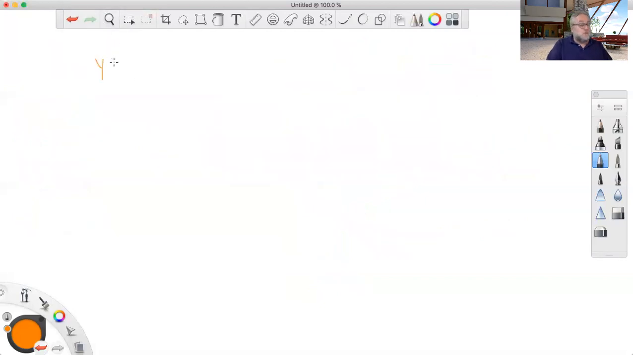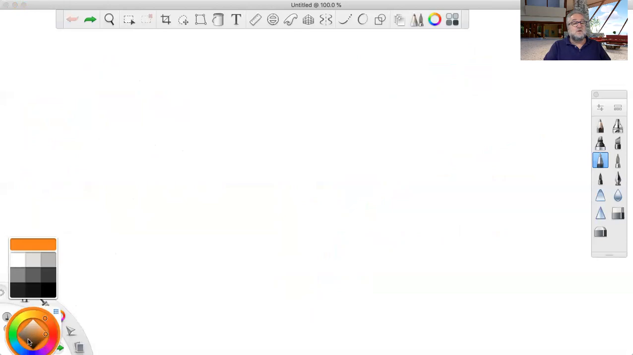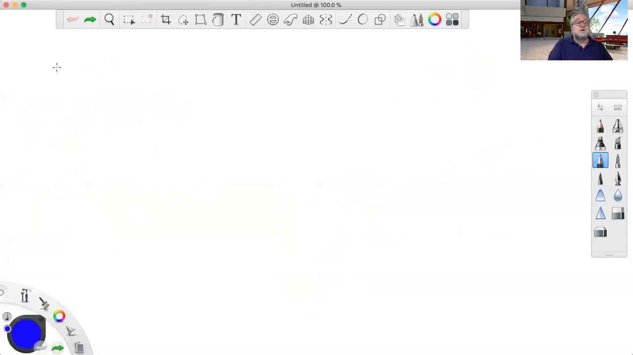Okay. Y equals, let's do a better color that's easier to see. Maybe we'll do blue. Okay. Y equals 2x to the minus 3. Well, let's see. That's cx to the n, and that's n is less than 0.